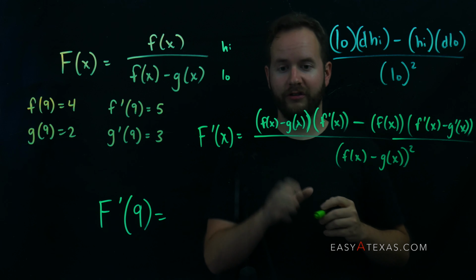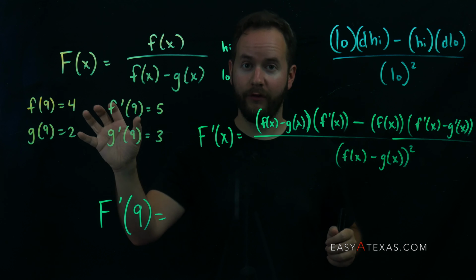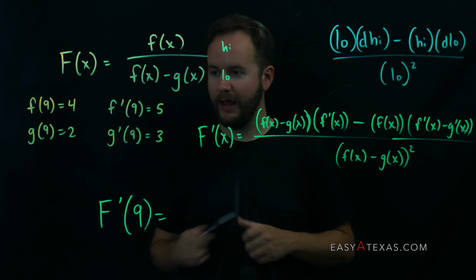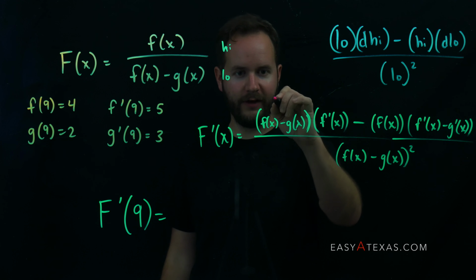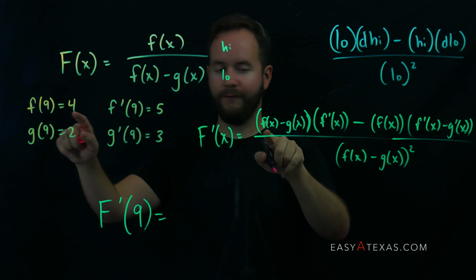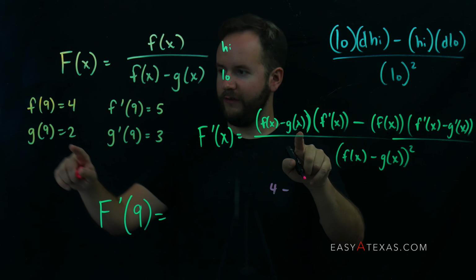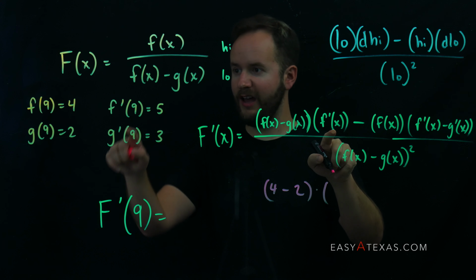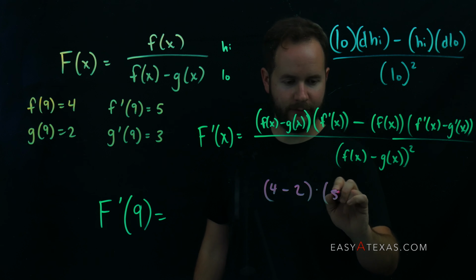I think it's easier just to plug in 9 at this point, since we have all these numbers, and simplify the numbers rather than the fractions. So let's see what happens when I plug in x equals 9. I get f of 9. F of 9 would be 4. G of 9 is 2. Times f prime of 9. F prime of 9 is 5.